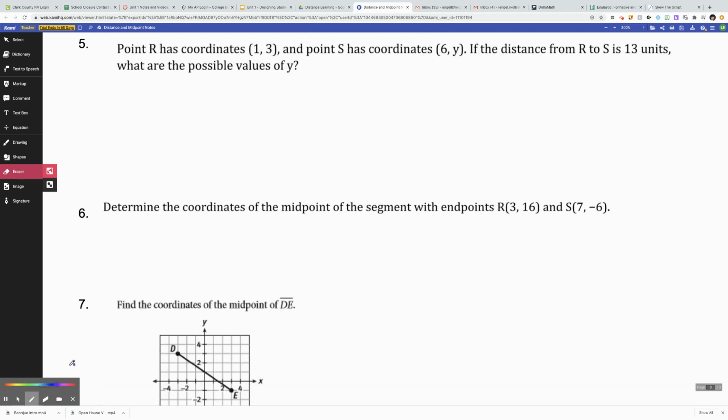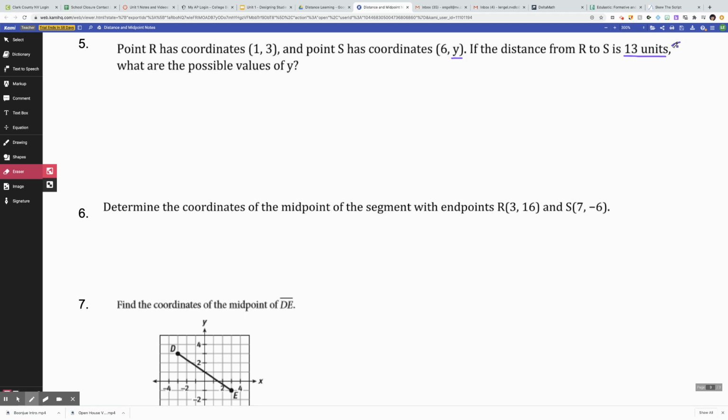All right, everybody, so here is our last distance formula problem. This one is a little bit different because you'll notice that you have a variable inside one of the points that they gave you. So we're going to have to work backwards a little bit here. Okay, so I have point R has coordinates 1, 3, and point S has coordinates 6, y. Okay, and then they tell us that the distance from R to S is 13 units.